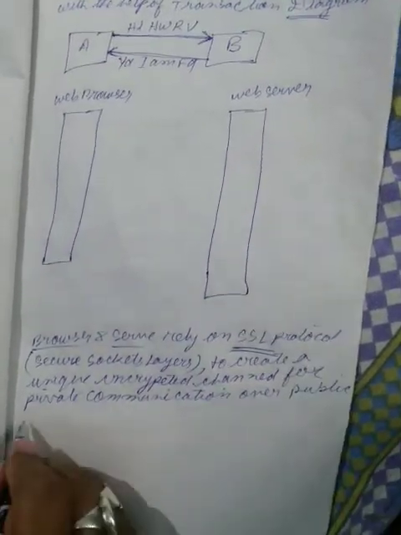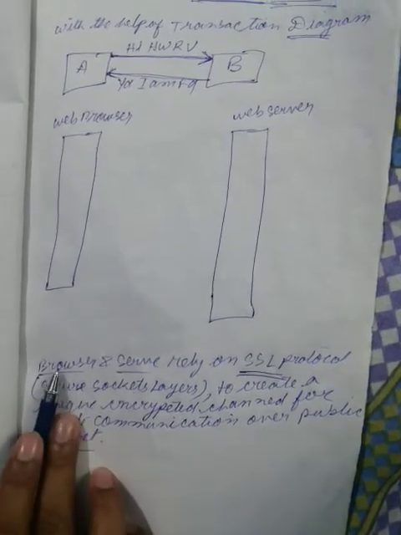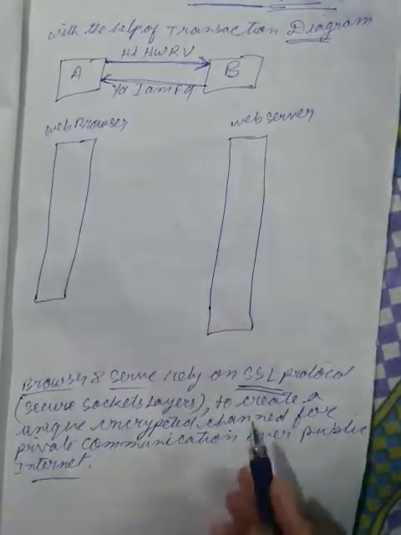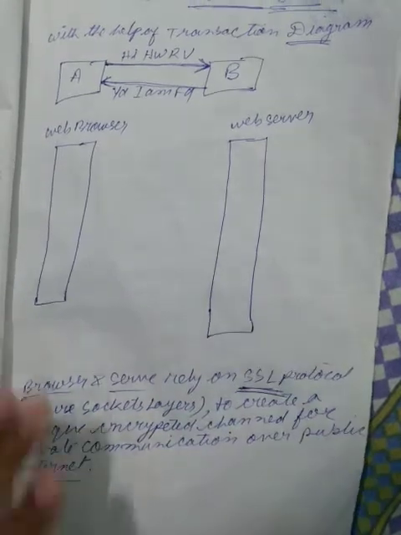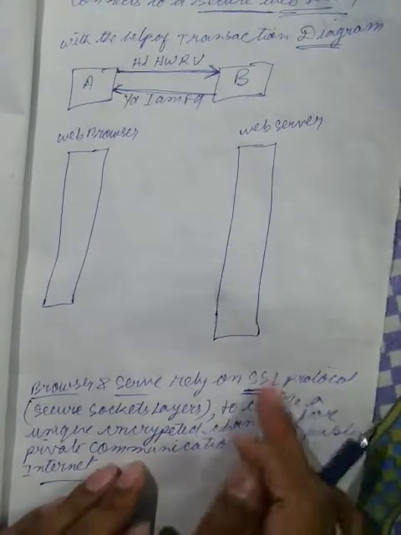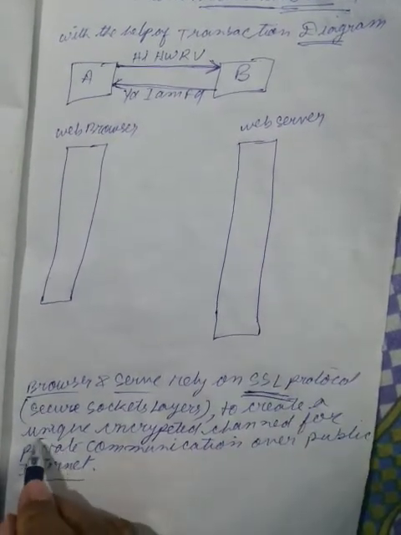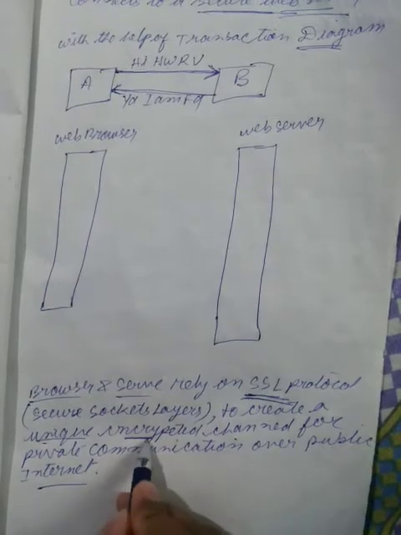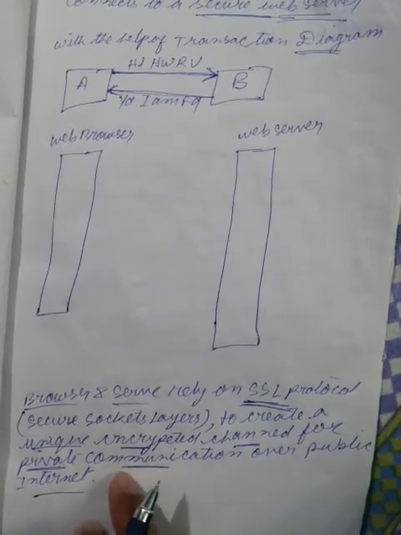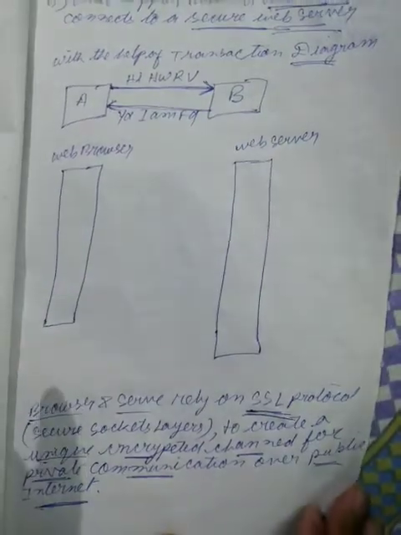See what I am saying: this browser and server are mainly doing the communication with the help of that SSL protocol. It is a very important one through which they are doing the communication. It is mainly used to create a unique encrypted channel, which means the communication is stored encrypted, a channel for private communication. That communication is private over a public internet. They are communicating privately, but over a public internet. That is the responsibility of the SSL protocol. So keep it in your mind, everyone.